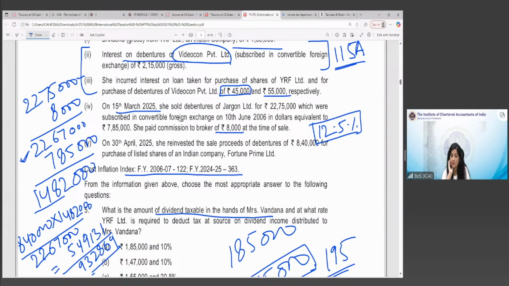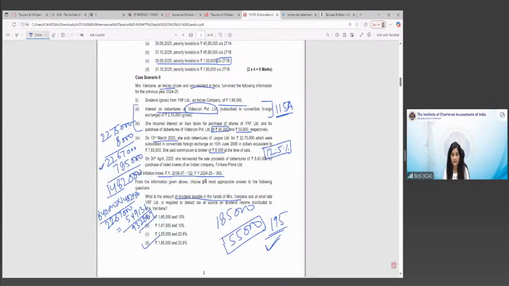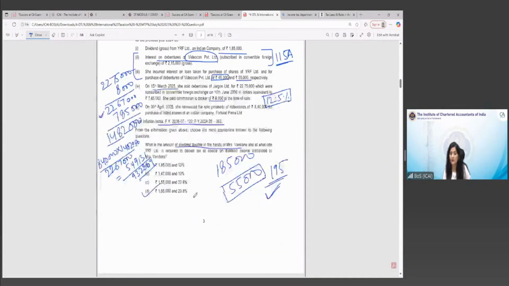Okay, so this is about this case scenario which is on non-resident taxation. Just go through these provisions once again. Another case scenario is on charitable trust. That is also a very good case scenario. You go through it and try to solve it.